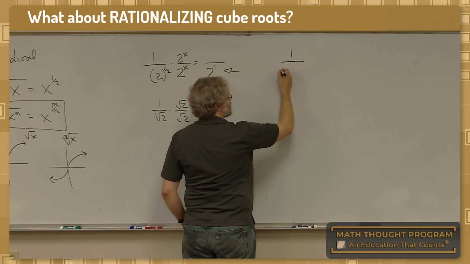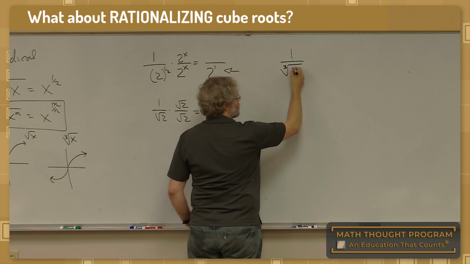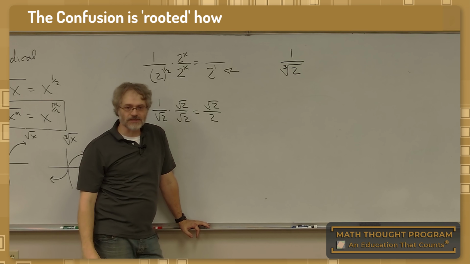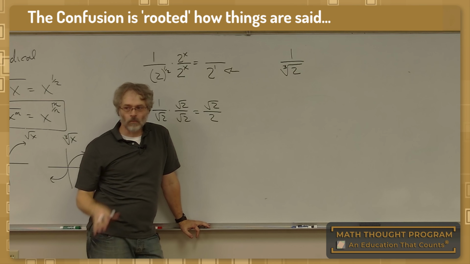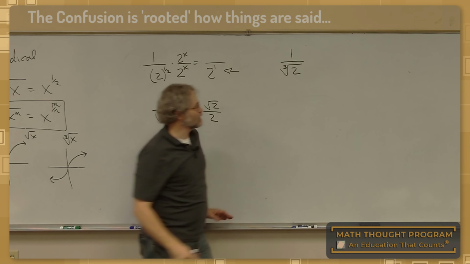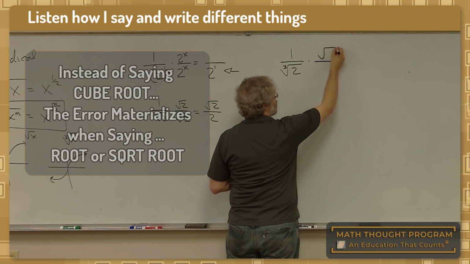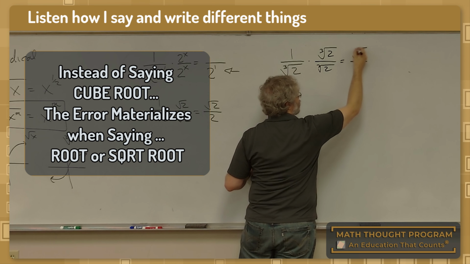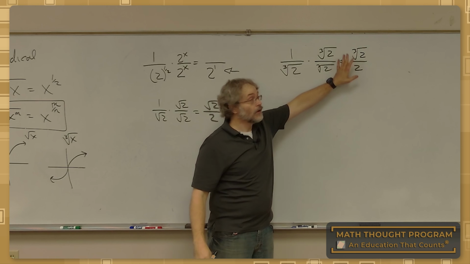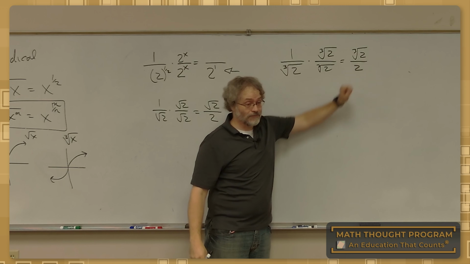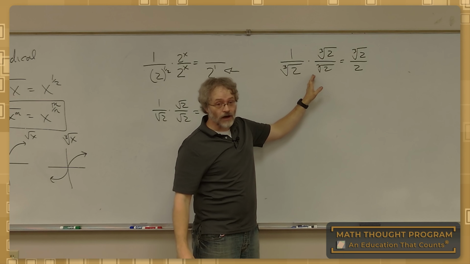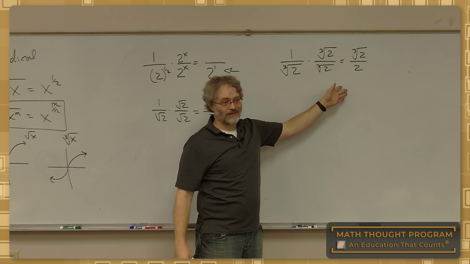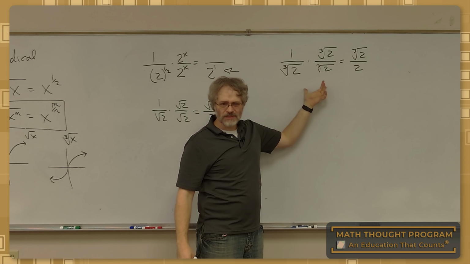How do you rationalize 1 over the cube root of 2? And this is where most students go sideways. What they do is this. They're going to say root 3 over root 3, and this would be the cube root of 3 times the cube root of 2. The common mistake. What's going on? What's the confusion?